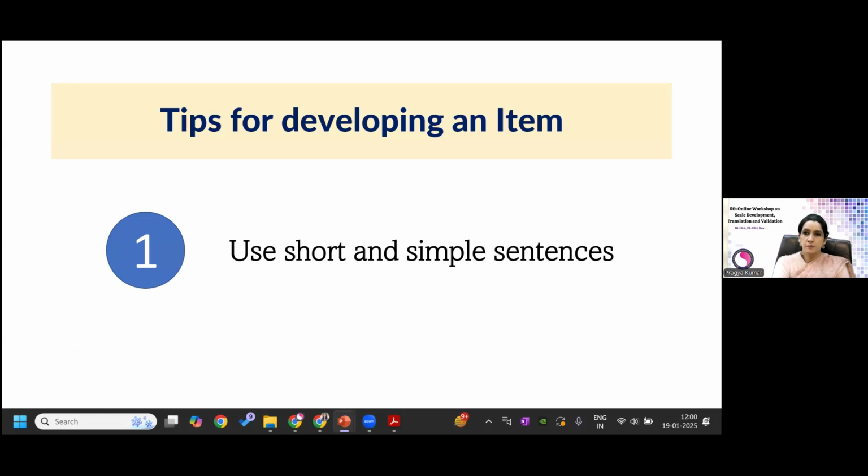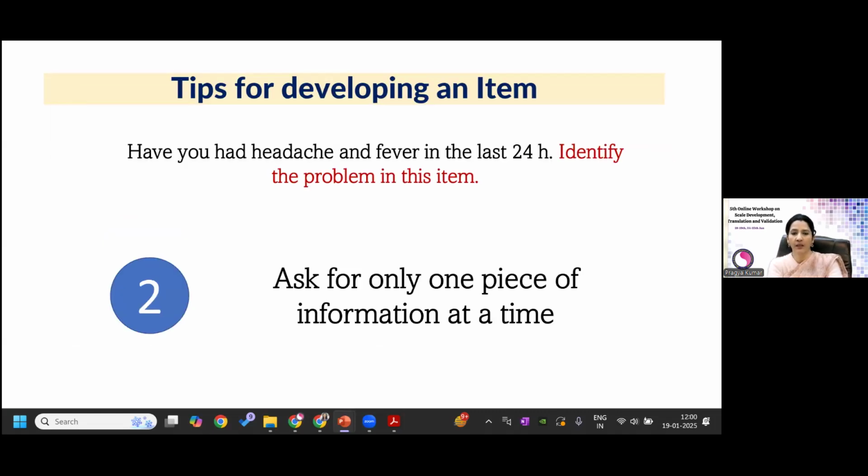Now, what are the tips for developing items? This again we have taken from Robert. You have to use short and simple sentences. We all know that. Like if you ask this question, have you ever had headache and fever? What is the problem in this question? This one: have you had headache and fever in the last 24 hours?